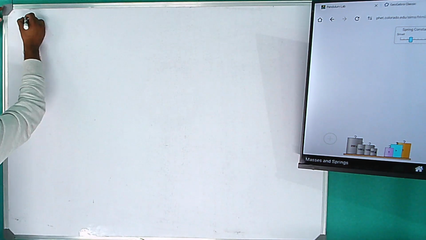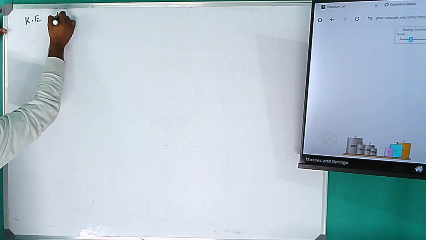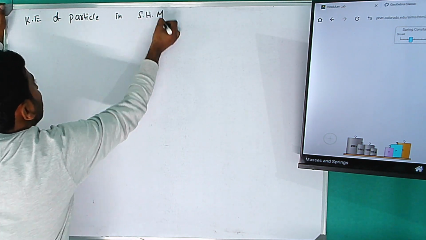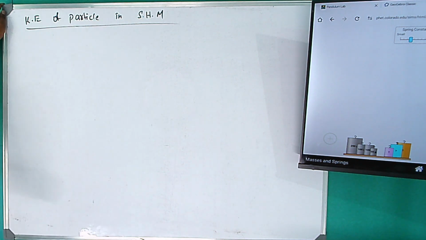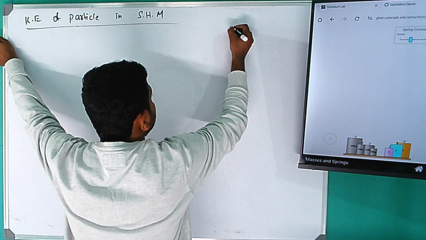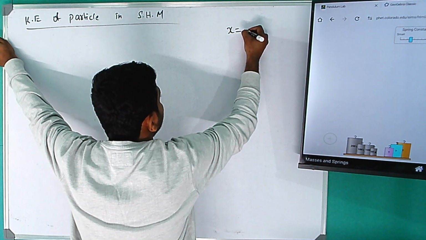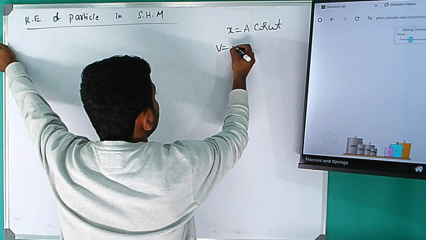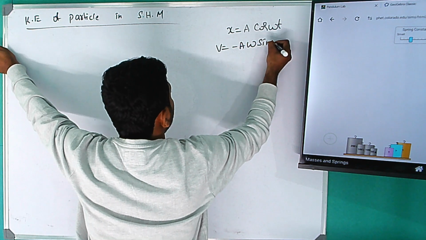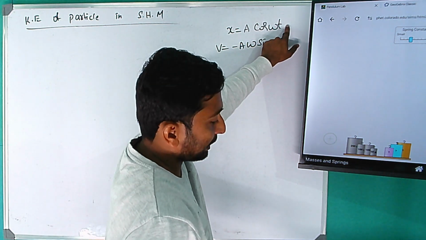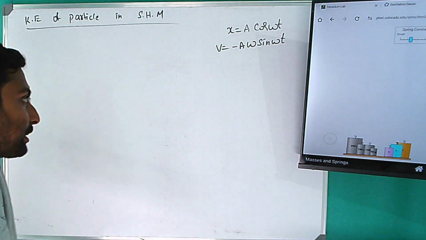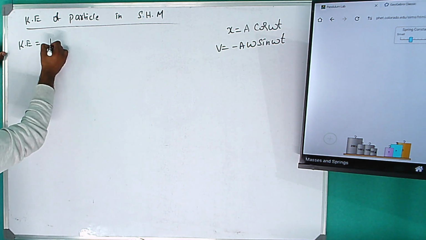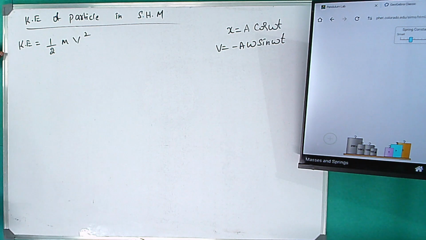Next is kinetic energy of a particle in SHM. This is very simple. Let me recall the equation. X is equal to A cos of omega t is the equation of displacement. V is equal to minus A omega sine of omega t. If you write plus phi, the initial phase gets added. Nothing changes much. Okay, so kinetic energy of a particle which is executing simple harmonic motion is given by half mv square.